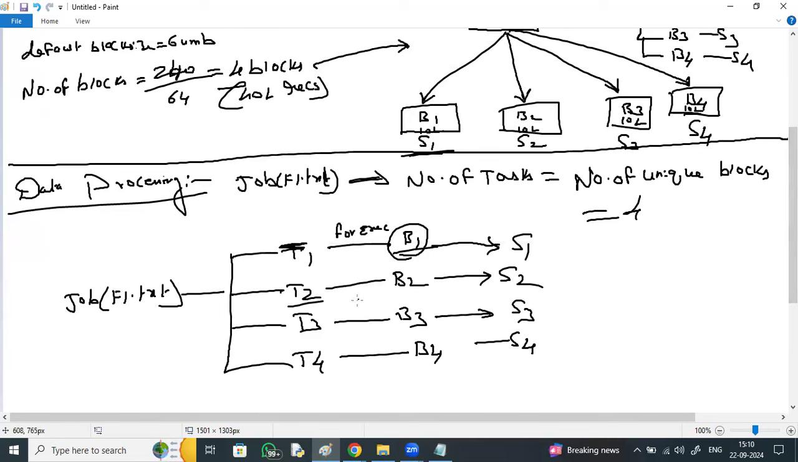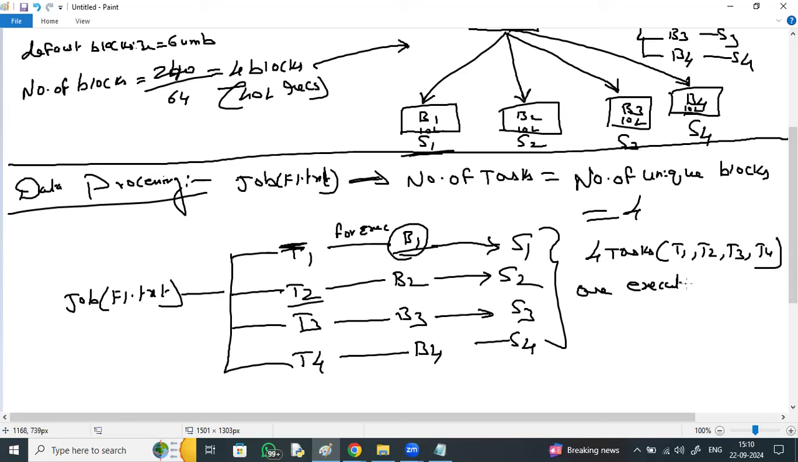And T2 task is for executing B2, who has to execute? System 2. T3 task for executing B3, who has to execute? S3. T4, okay, in this way, right? So here, 4 tasks, T1, T2, T3, T4 are executed parallelly.